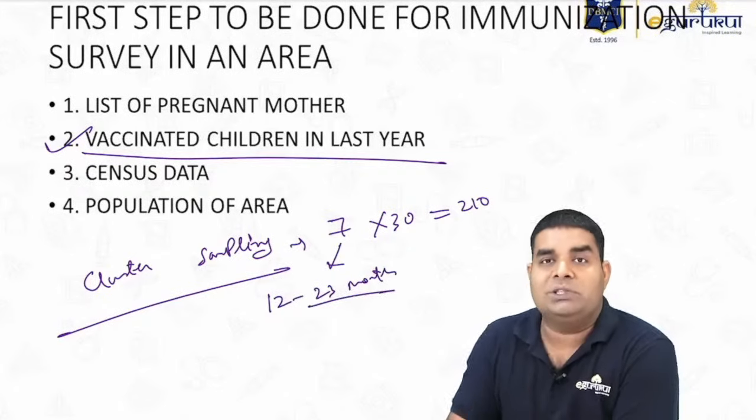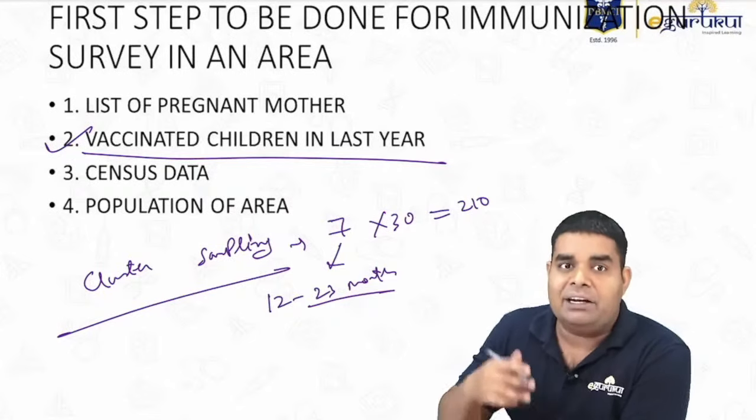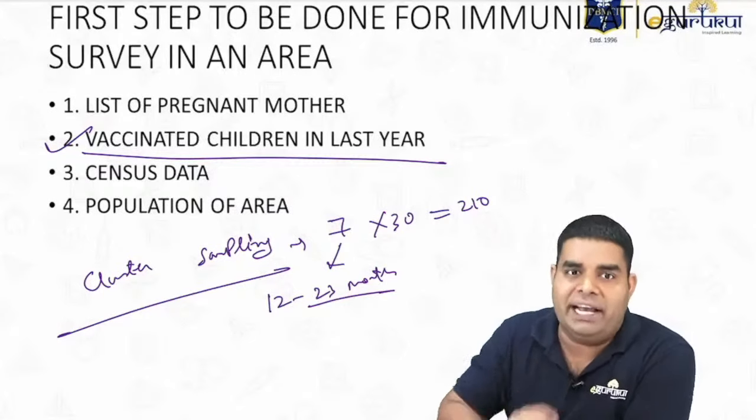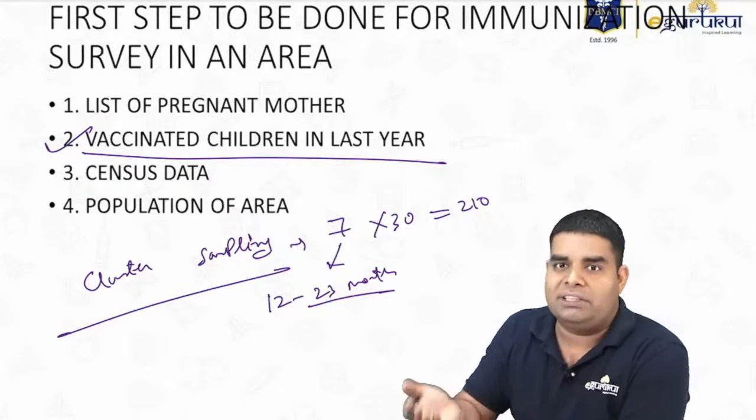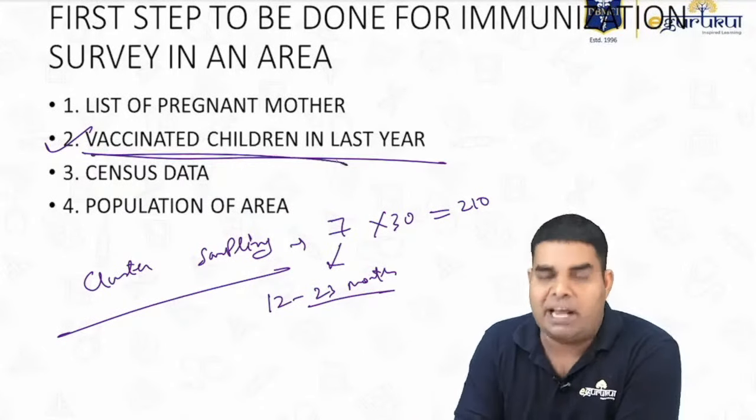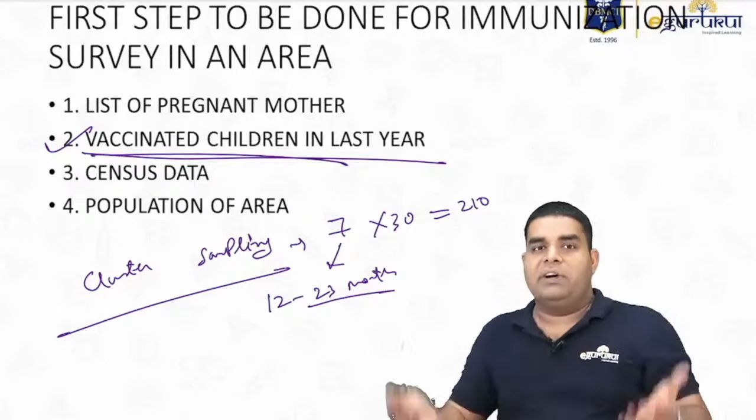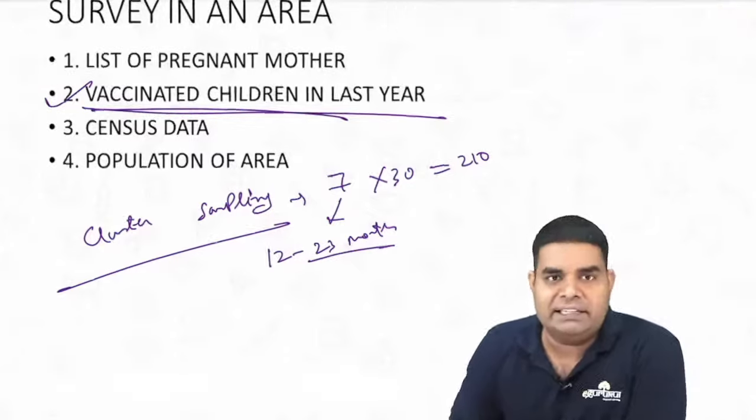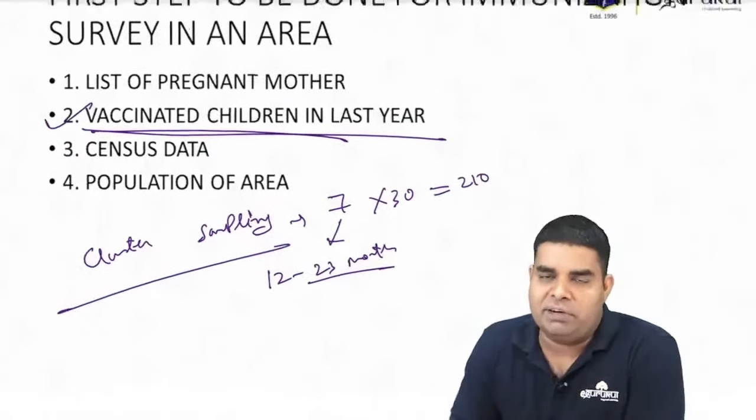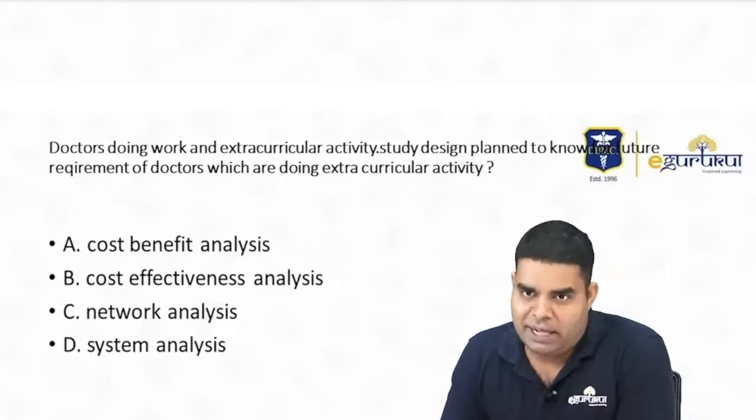We go to their houses, and when we go to their houses, we ask the mother how many vaccines the child has received, and whether she can give us some card or something to know. So the first question we always ask is, how many children are vaccinated? We ask this question, of course, from the mother, and we do it universally in the same way. So the correct answer is, for any immunization survey, the first thing we have to know is how many children are vaccinated, by asking this question from their mother.